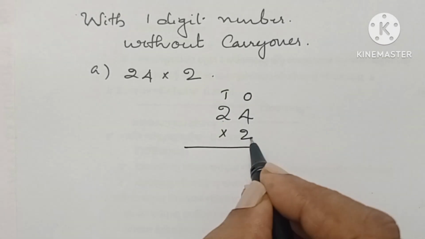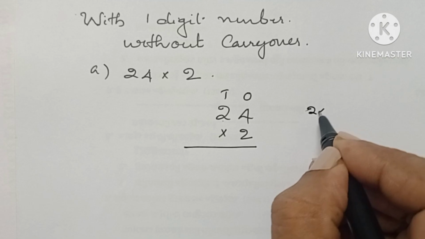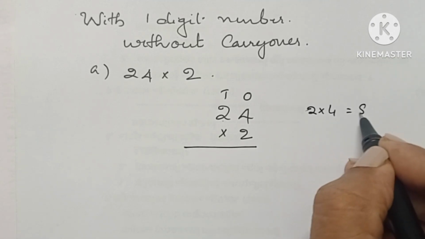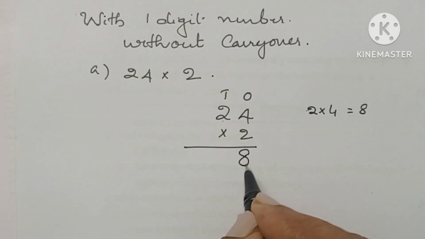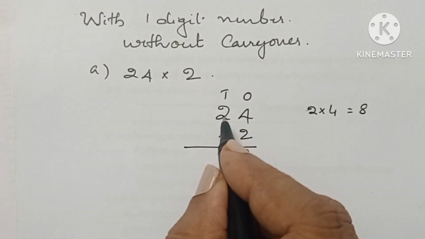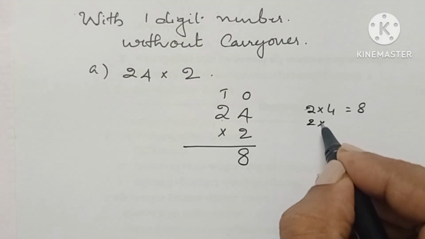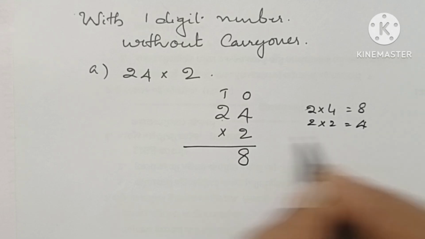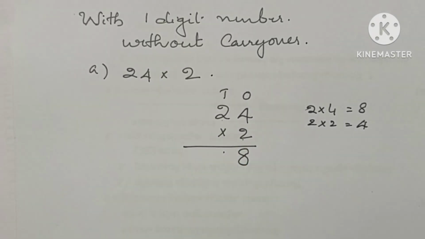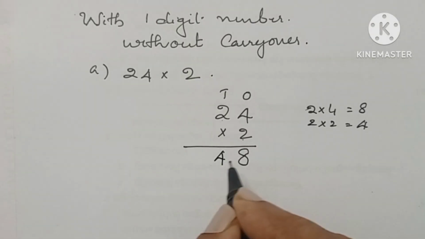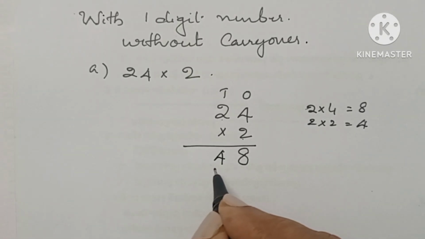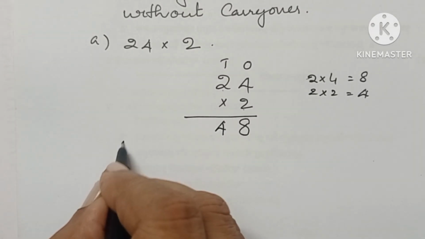We are multiplying 2 into 4 equal to 8. 8 I am writing in the ones place. 2 into 2 equal to 4. 4 I am writing in the tens place. Therefore, the answer is 48.